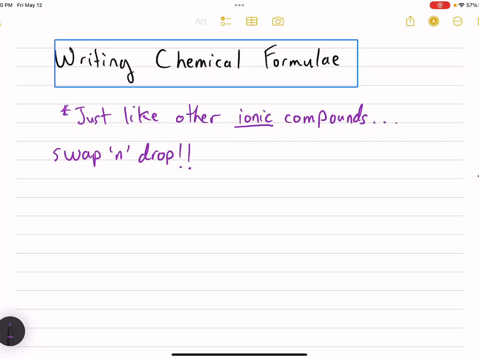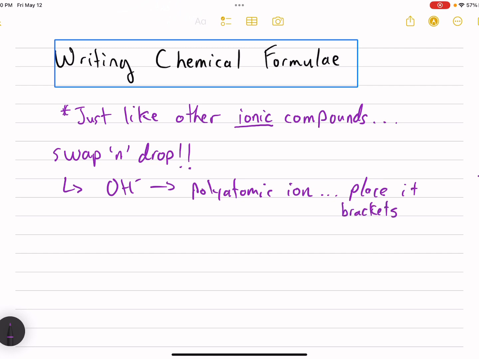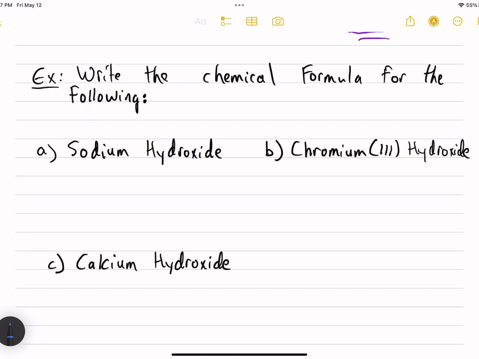So when it comes to writing the chemical formula, just like in other ionic compounds, you have to simply swap and drop. And there really is no other rule other than that. The other thing that I would add, though, is kind of like a sub-rule: because OH is a polyatomic ion, remember, you should place it in brackets when the number that it receives, or the charge that it receives, is greater than 1. Okay, so just like you would with every other polyatomic ion, place it in brackets. Let's take a look at some examples.